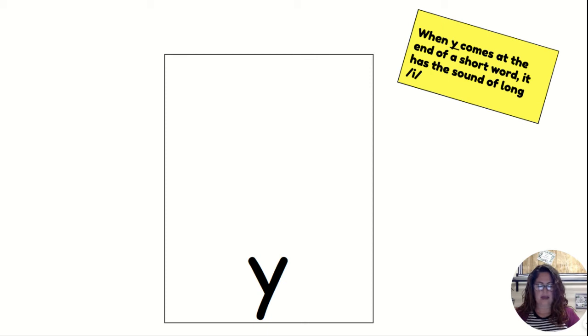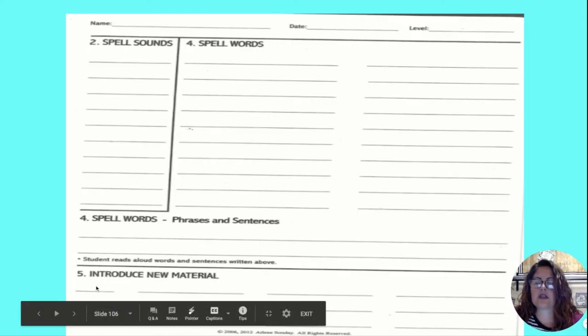I want you to repeat that after me. Okay, can you say that with me? When Y comes at the end of a short word, it says the sound of long I. Okay, now I want you to write the Y in this new material section 3 times while saying the rule. When Y comes at the end of a short word, it says the sound of long I. Write that 3 times.